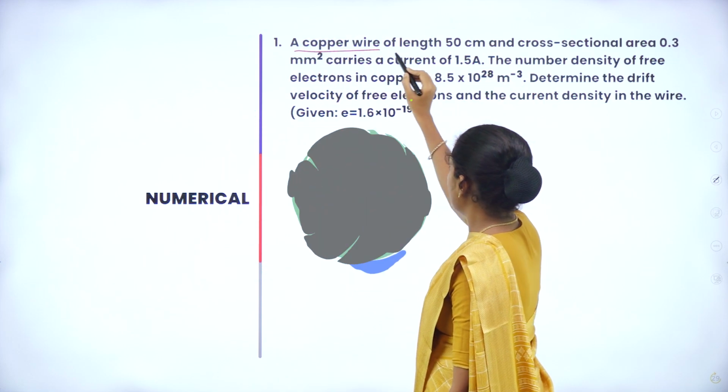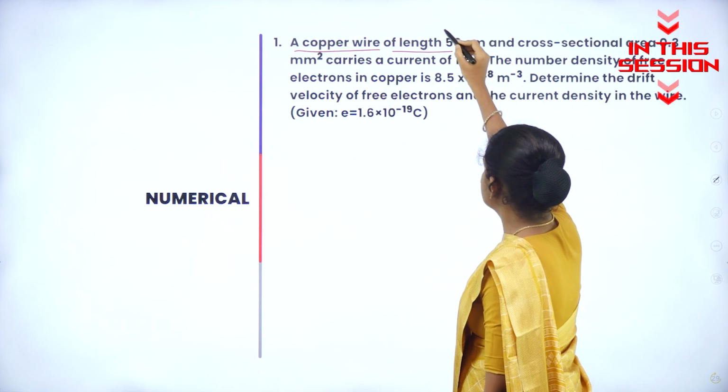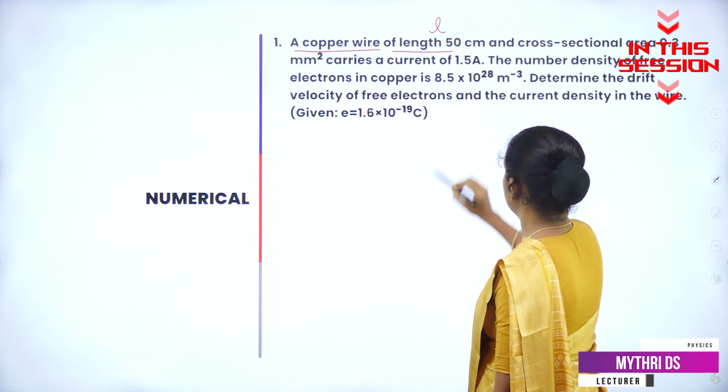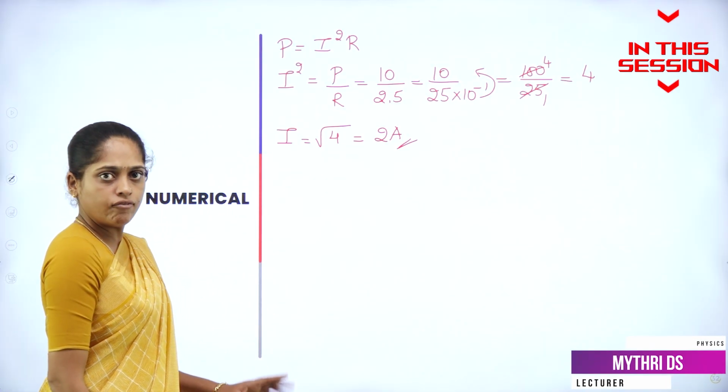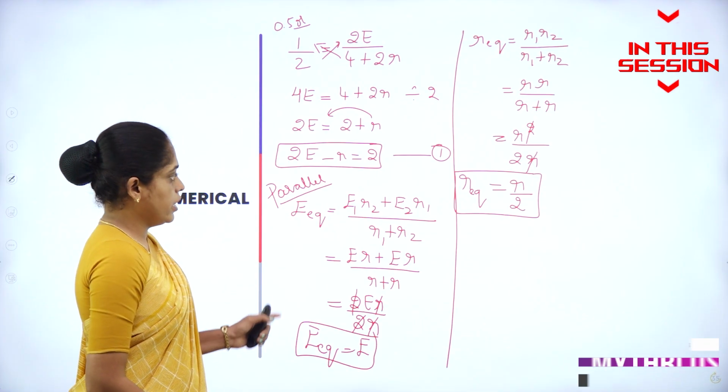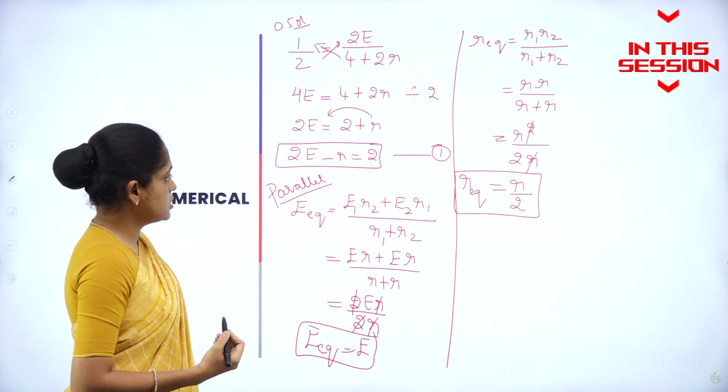A copper wire of length 50 centimeter. So length is given. So what is the value of current? Current is 2 ampere flowing in the wire. Yes, this is the equivalent EMF and equivalent internal resistance in parallel.